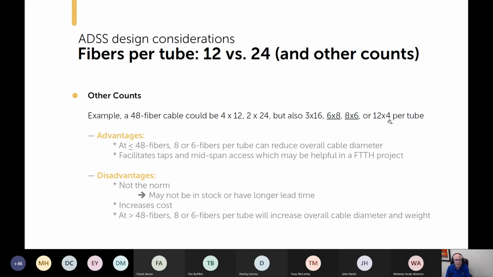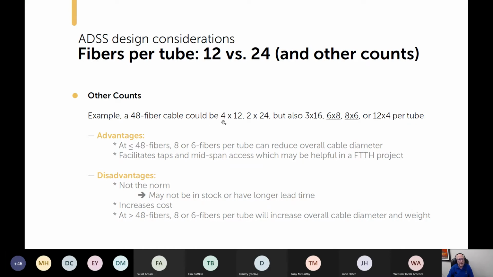Likewise, 4 fibers per tube is not common, but 6 by 8 and 8 by 6 are not too bad, especially in the rest of the world in particular. Not so common here in the United States, but they do exist. And at 48 fibers and below, 8 or 6 can actually reduce your overall cable diameter.